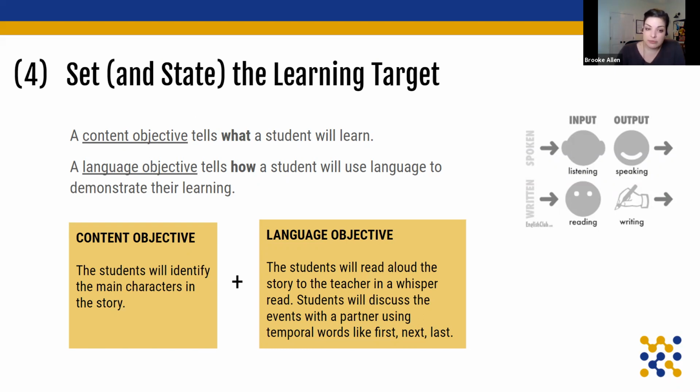So if the content objective is to identify the main characters in the story, then the language objective might be the student will read aloud the story, and then they'll discuss those events using specific words like first, next, and last. And so when we pair those together, we really get out what supports our students might need in order to accomplish that objective.